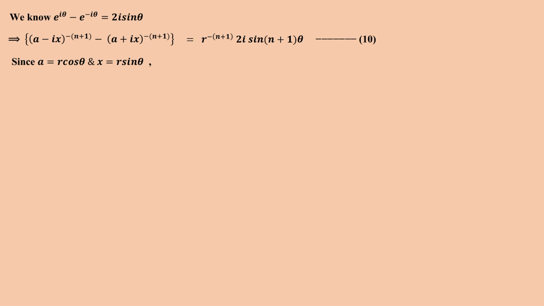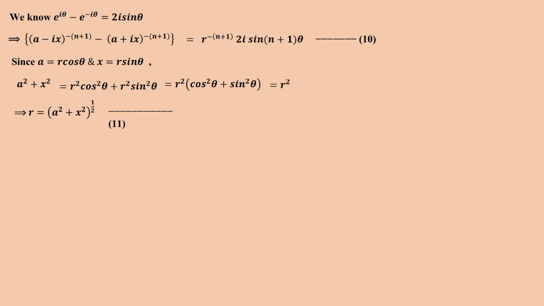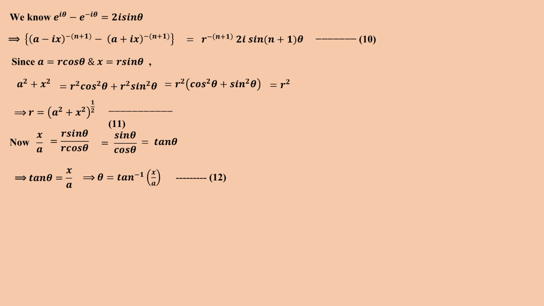Since a = r cos θ and x = r sin θ, squaring and adding, a² + x² = r² cos² θ + r² sin² θ. r² is common, take it outside: r² (cos² θ + sin² θ), that value is 1, therefore r². Therefore r is equal to the square root of a² + x², that is (a² + x²)^(1/2). That is equation number 11. Now x/a = r sin θ / r cos θ. r gets cancelled. sin θ / cos θ is tan θ. Therefore θ = tan⁻¹(x/a). That is equation number 12.